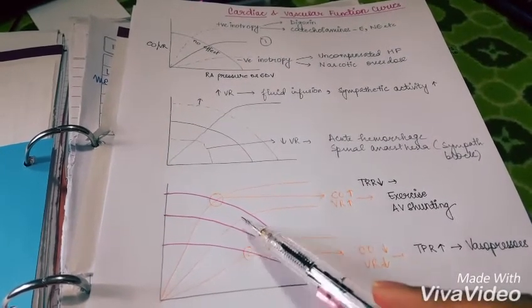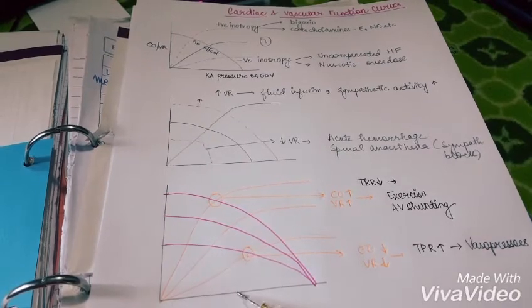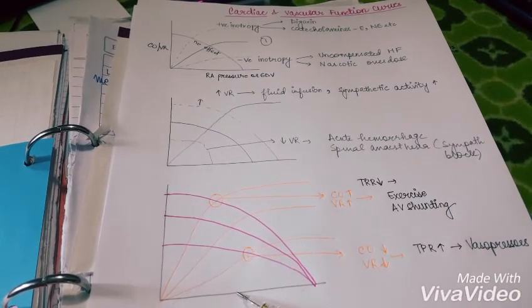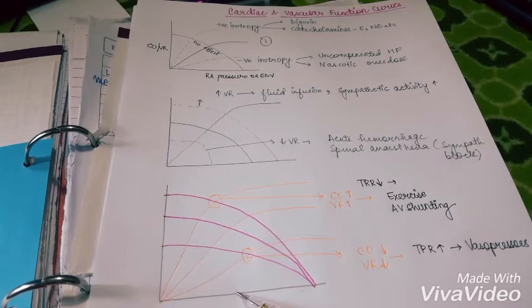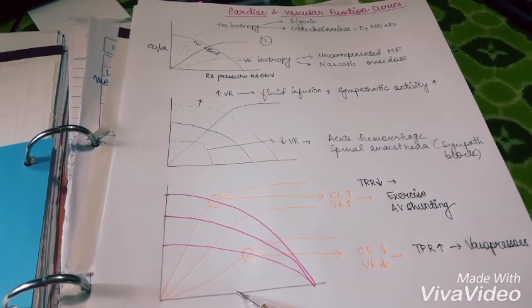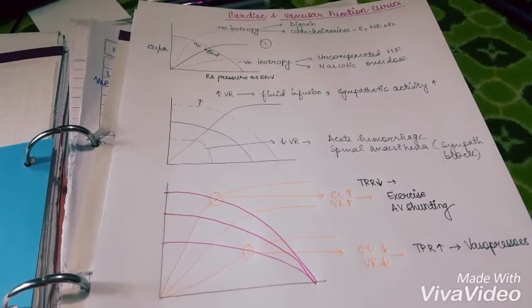So both the things are affected. That means it is at the level of the arterioles and it is related to the total peripheral resistance. And the examples we need to learn are exercise, AV shunting, as well as administration of the vasopressors.